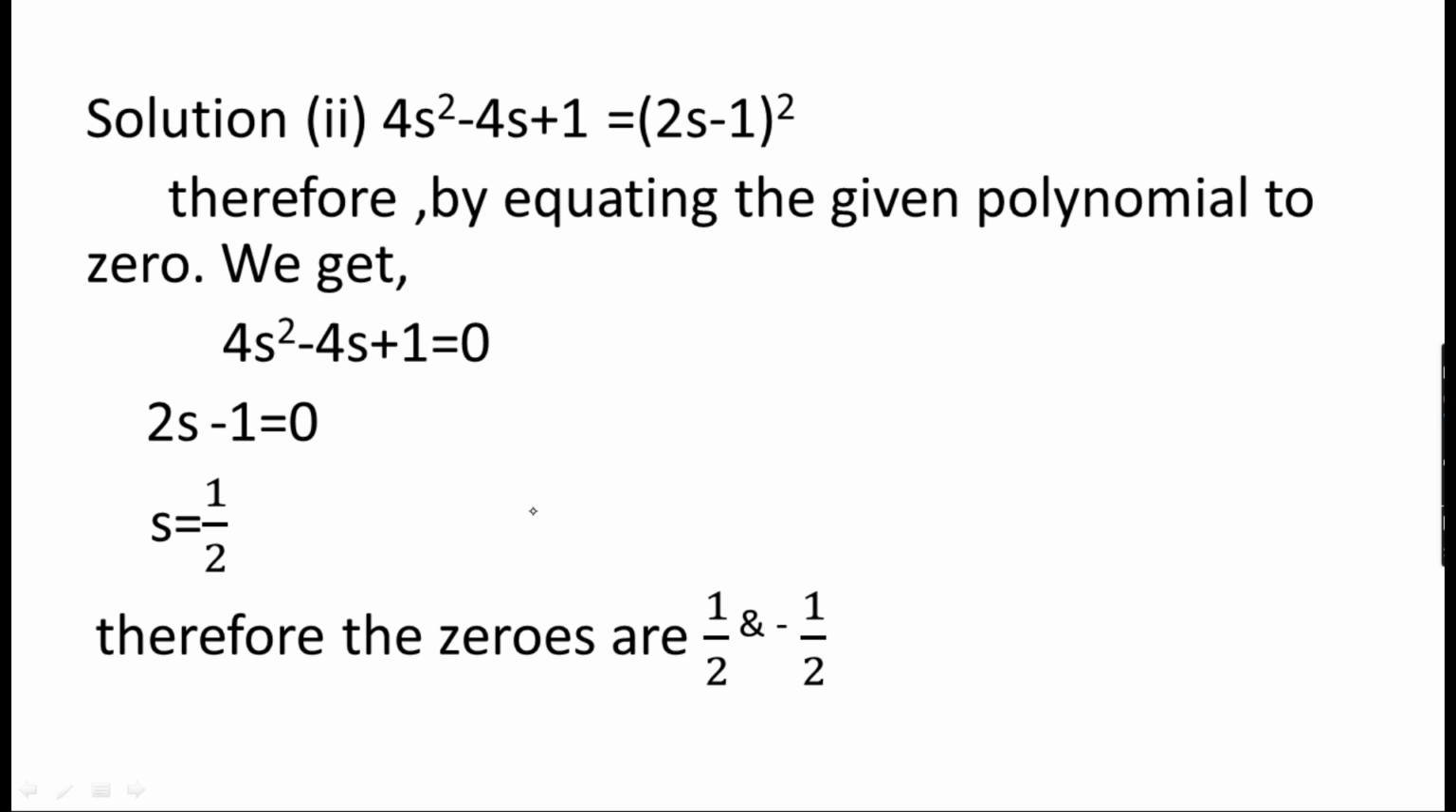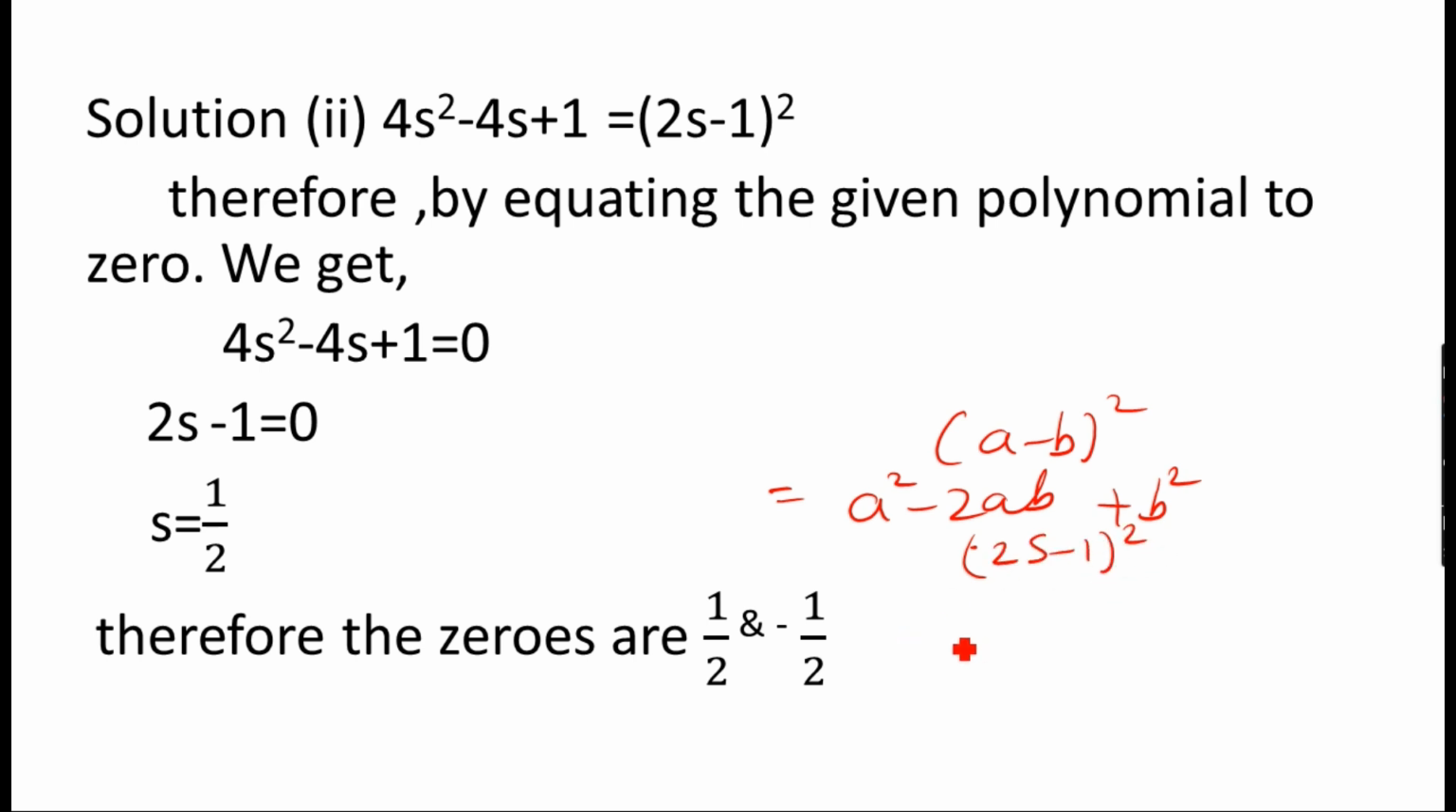4x square minus 4x plus 1 is nothing but the formula of a minus b whole square, a square minus 2ab plus b square. When we put 2x minus 1 whole square, we get 4x square minus 4x plus 1, same as this.